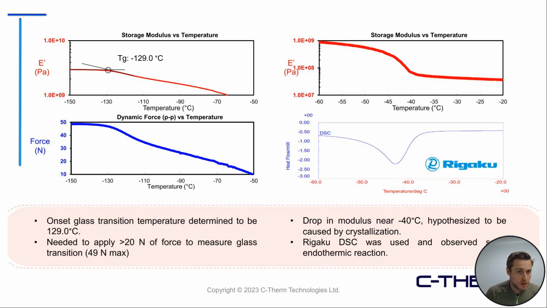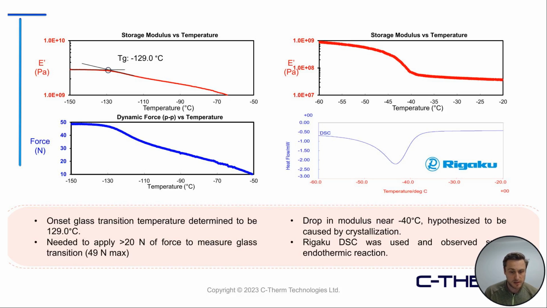And yeah, so by using the onset glass transition temperature, which is measured from the tangent of the slope and the plateau region of the elastic or the brittle glass region, we determined that the glass transition temperature was negative 129 degrees Celsius. And what was one of the highlights of our discussion at Rubber IEC was the amount of force needed to get this measurement.